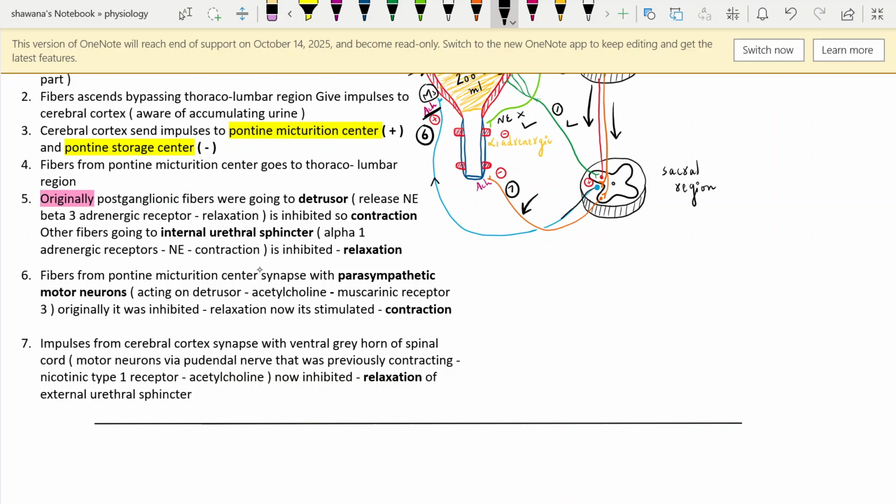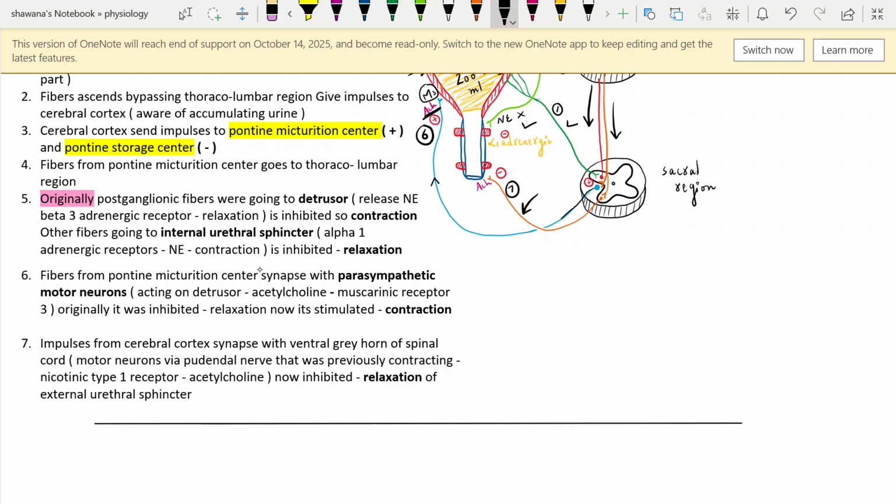These fibers were originally stimulated because the external urethral sphincter starts to contract, and that's what we needed in the storing part. But in the urinating part, we need to relax the external urethral sphincter, so we need to inhibit the acetylcholine. And what was the receptor here? These were nicotinic type 1 receptors, right? So this is inhibited, and this is inhibited, it means that relaxation will start. And when relaxation starts, urine will start to flow in the forward direction.